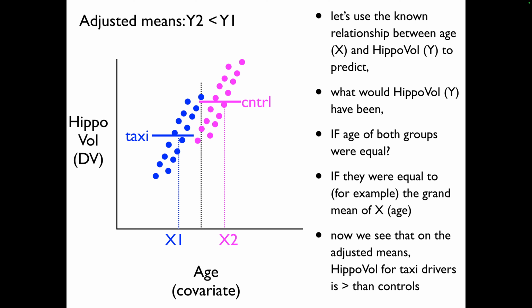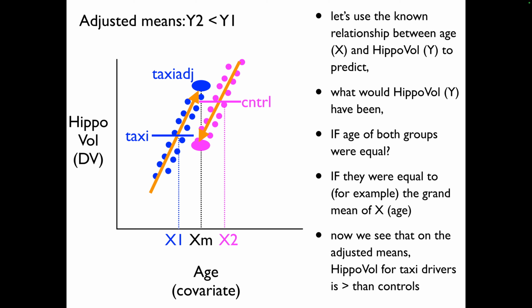Oops, sorry, I flipped through that too quickly. Let's bring that back. So we use this linear relationship to extrapolate up or down and say, what would the hippocampus volume of taxi drivers have been if they were XM and not X1 age?